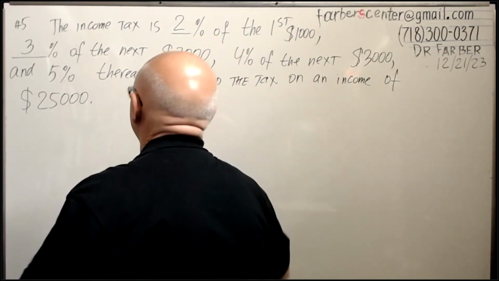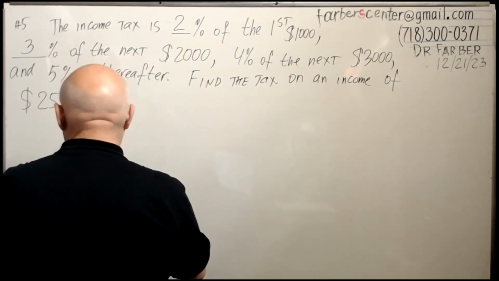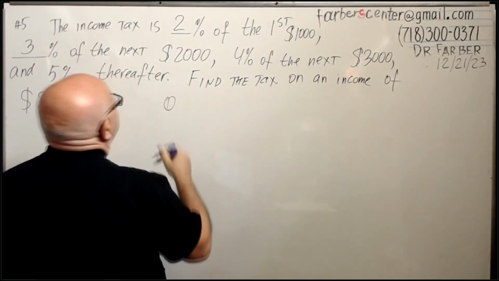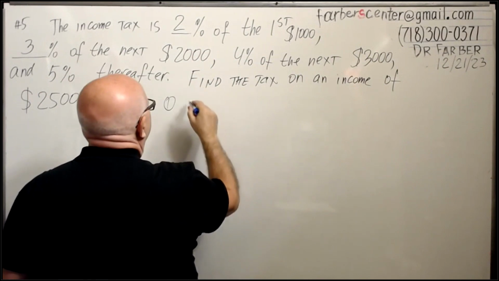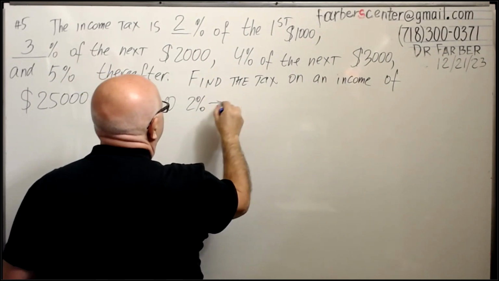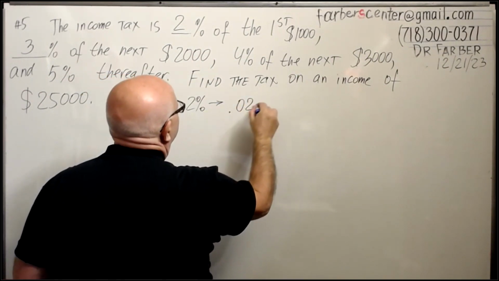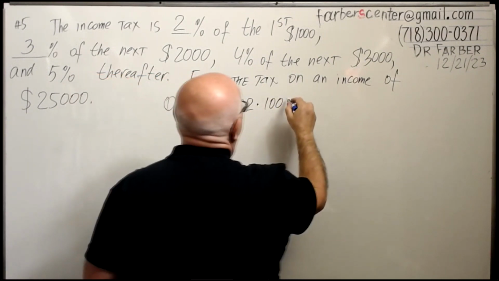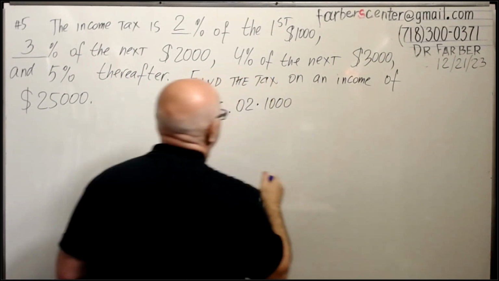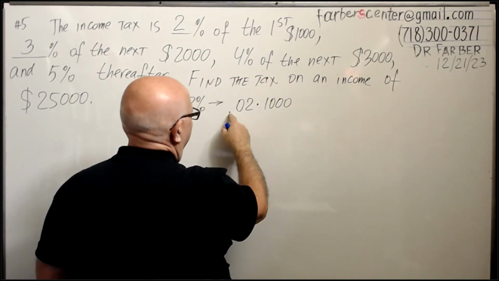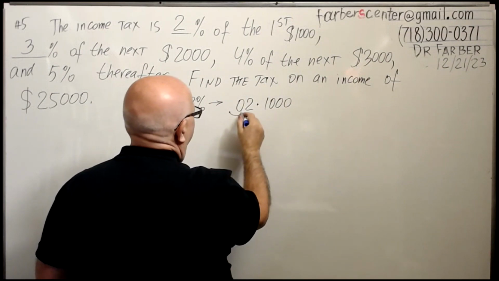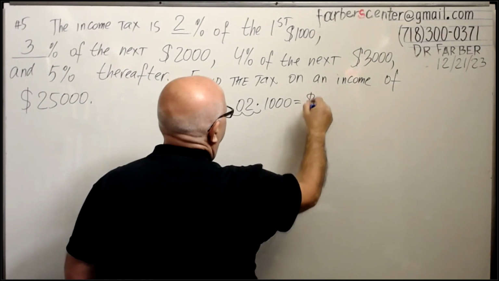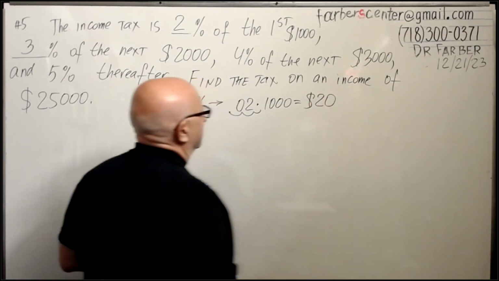Let's go step by step. Read this. Step number 1, 2%. When you have 2%, it's the same as 0.02 of the first 1,000. How do you do this? Look at this, 1,000, three digits to the right: 1, 2, 3, and put 0. It will be $20. He just paid $20.